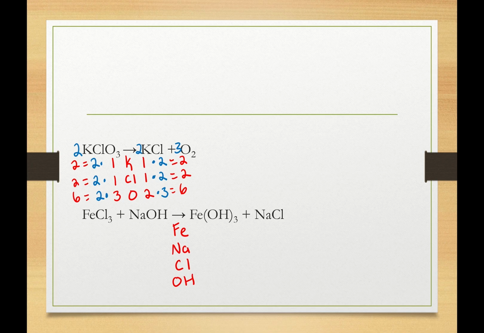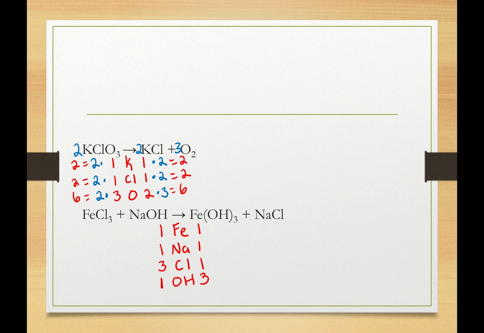So now for my count, I have 1 iron on each side, 1 sodium on each side, 3 chlorines on the left, 1 on the right, 1 hydroxide. So this whole hydroxide polyatomic ion, I have 1 of those on the left-hand side, but 3 of them on the right. So that's how I'm going to take my inventory for this one. So iron and sodium are already balanced. Now it's time for chlorine.